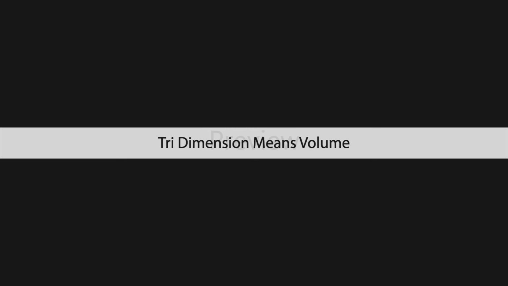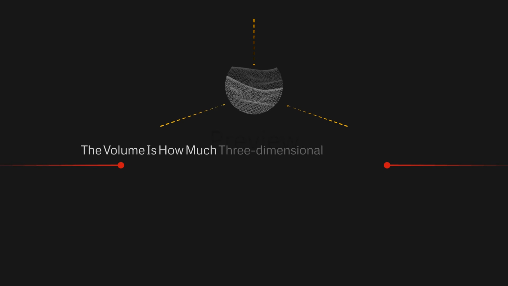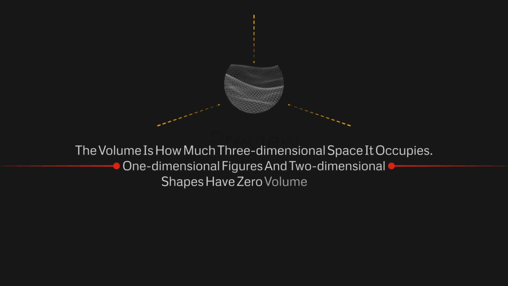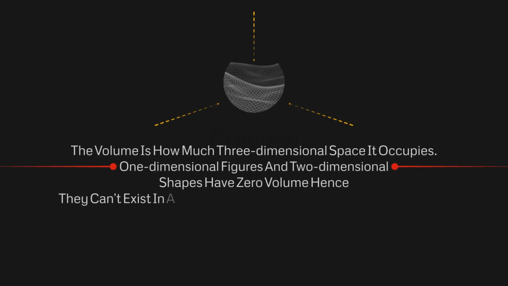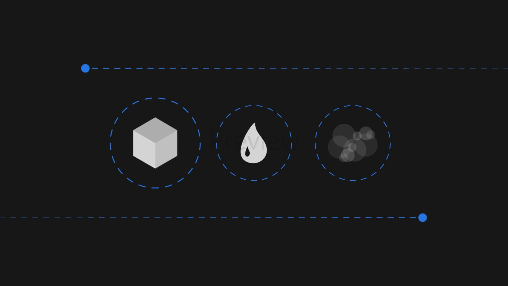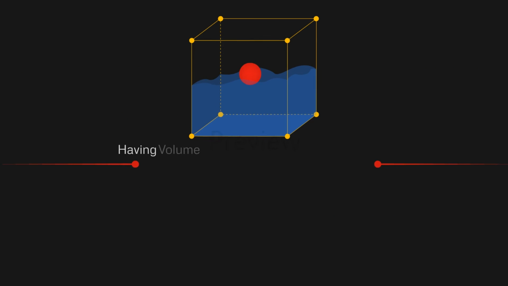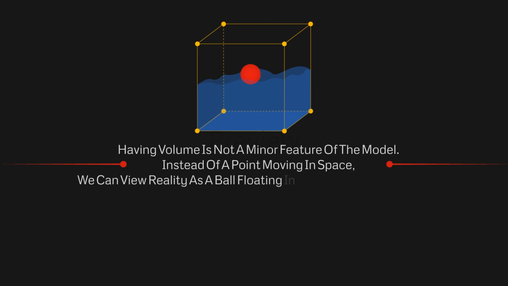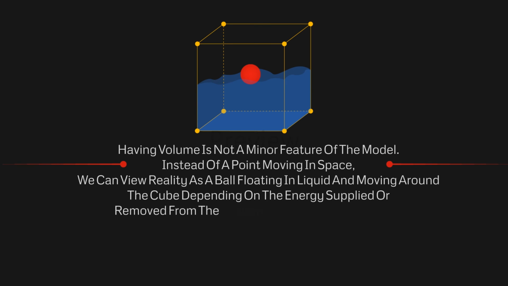Tridimension means volume. The volume is how much three-dimensional space it occupies. One-dimensional figures and two-dimensional shapes have zero volume. Hence, they can't exist in a three-dimensional world where everything has volume and occupies space. Matter takes only three forms: solid, liquid, and gas. Having volume is not a minor feature of the model. Instead of a point moving in space, we can view reality as a ball floating in liquid and moving around the cube, depending on the energy supplied or removed from the system by each of the variables.